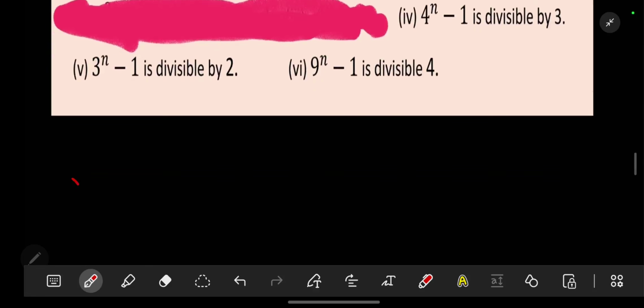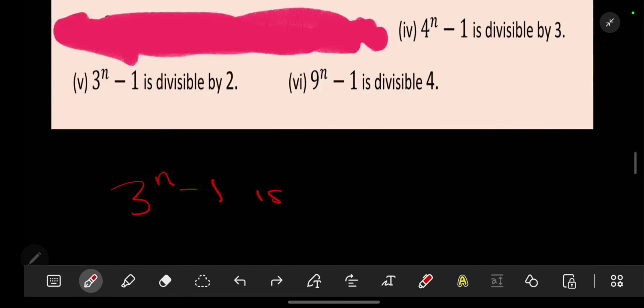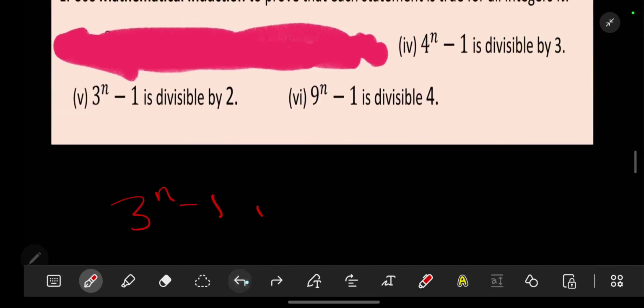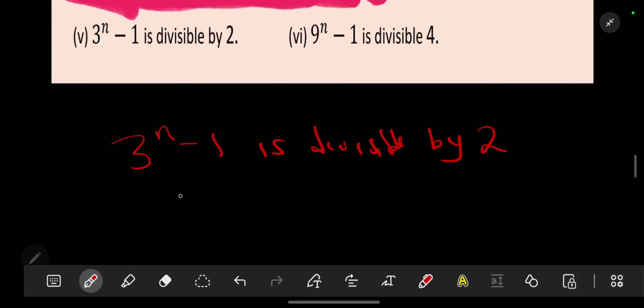The next one says that 3^n minus 1 is divisible. So we are using mathematical induction to prove each statement is true for all integer n. So we have 3 to the power n minus 1, and it should be divisible by 2.